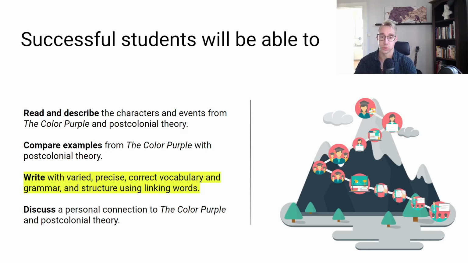That relates to writing, which is what you will be doing with the essay, and where we want you to be varied, precise, and correct in terms of vocabulary and grammar, and also, as I've written, the structure relating to using linking words. That's what we will cover during this lesson. And lastly, a successful student will be able to discuss a personal connection to The Color Purple and postcolonial theory. These will be covered in other lessons.